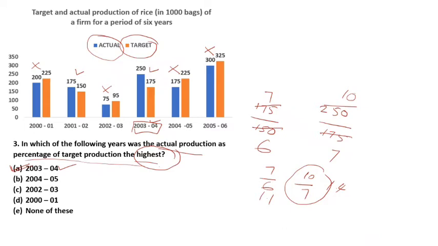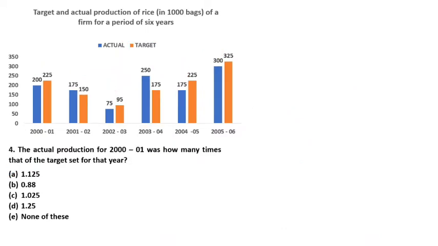All these calculations you can do a little faster. Kindly note it. Then we'll go to the next question. Here is your next question. The actual production for the year 2000-2001 was how many times that of the target set for that year?